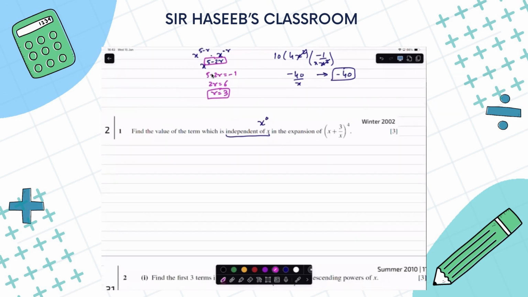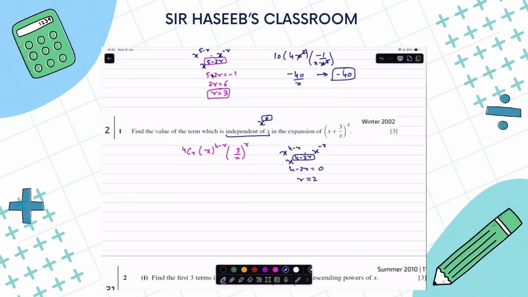So this would be basically 4Cr, again x power 4 minus r, and 3 over x to the power of r. Again, what are my variables? x power 4 minus r and x power negative r, right? So x power 4 minus 2r. I want this 4 minus 2r to be equal to 0. As simple as that. Got it? So r is just simply 2.